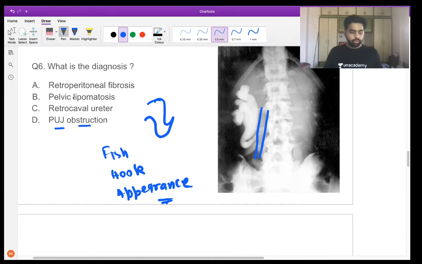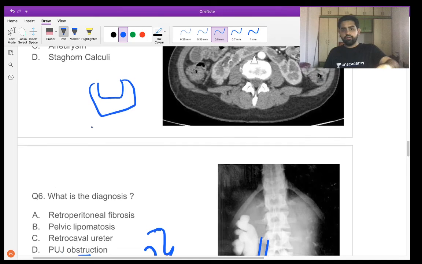Understood, guys? This is something which you need to remember. Just remember this name. It is also called a Shepherd-Crook deformity. So just understand this fish hook ureter, the Shepherd-Crook deformity, that is referred to as a retrocaval ureter. Now somebody asked me what is the level of the horseshoe kidney, so I'll just tell you what is the level of the horseshoe kidney.